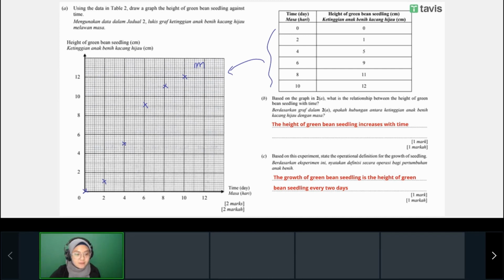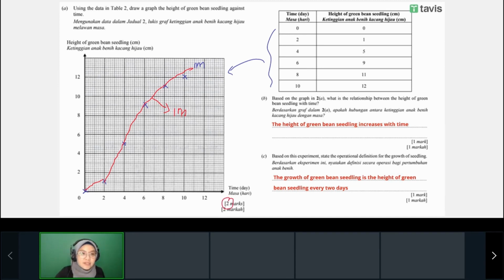Okay, let's make a graph. Join one. Okay, until here. Okay, let's make a nice curve. So this curve, another 1 mark. So the total marks for this graph, you're going to get 2 marks.